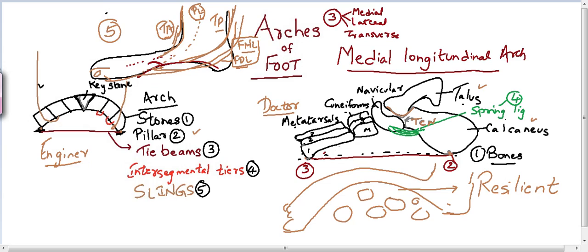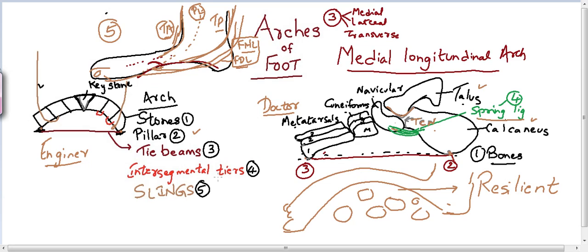Then moving on to the intersegmental tires. You can see one stone is connected to the other stone by a staple or an intersegmental tire. The main intersegmental tire for the medial longitudinal arch is this ligament between the calcaneus and navicular on the plantar surface, so we call it the plantar calcaneo-navicular ligament. When you jump and jolt, this talus will come and push this and it will bounce back. This talus will go back to its place. Therefore this is also called the spring ligament. The plantar calcaneo-navicular ligament is also called the spring ligament. So that is the intersegmental tire.